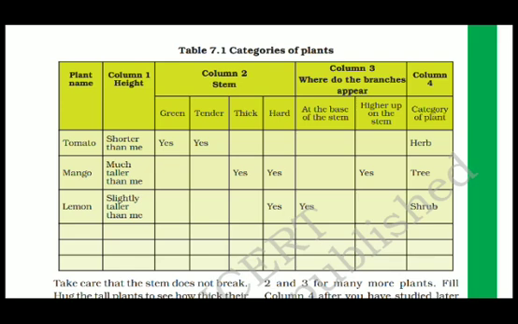Not very much taller but slightly taller. And you know that its stem is very hard but not that thick, right? And also you know that its branches will come from the base.